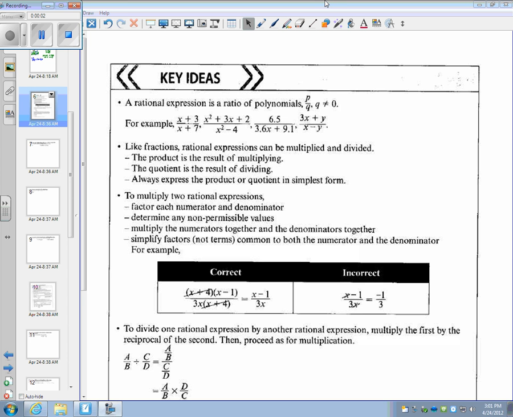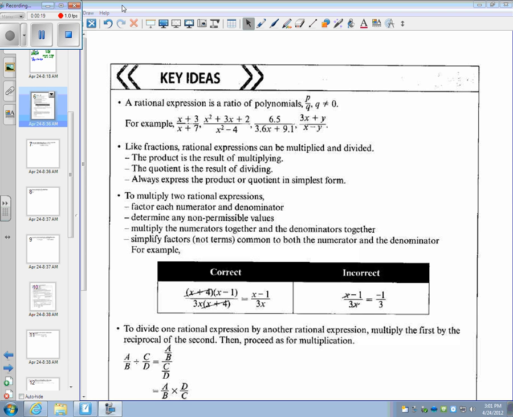Multiplying and dividing rational expressions. This is section 6.2. Okay, so we learned before what a rational expression was. It was a ratio of polynomials, but that bottom could not be zero. Like fractions, rational expressions can be multiplied and divided.